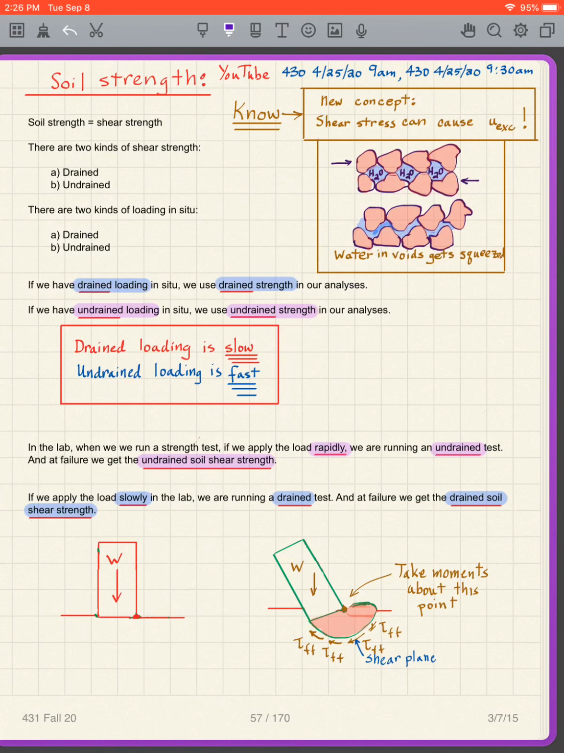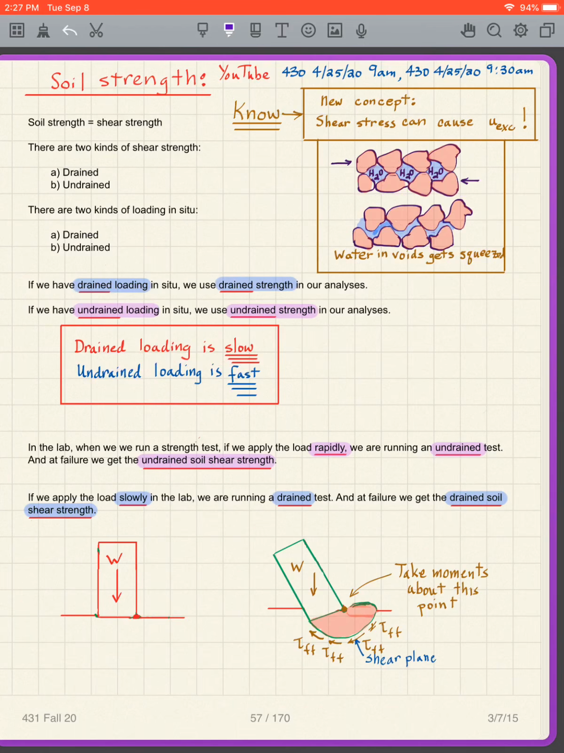Okay, so those are the concepts, and that's why we refer to a very slow loading as a drained loading. In other words, if we load the soil very slowly, it may happen that we load it so slowly that these excess pore pressures generated by the shear stresses will dissipate during the loading process. On the other hand, if we load it fast, what we're going to find is that the loading is so fast that the excess pore pressures can't dissipate during the loading. And so we have excess pore pressures building up that remain there after the loading is finished, in a sense.